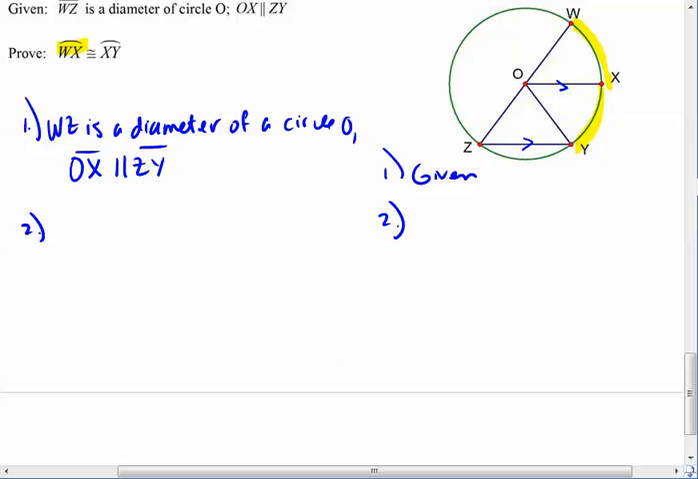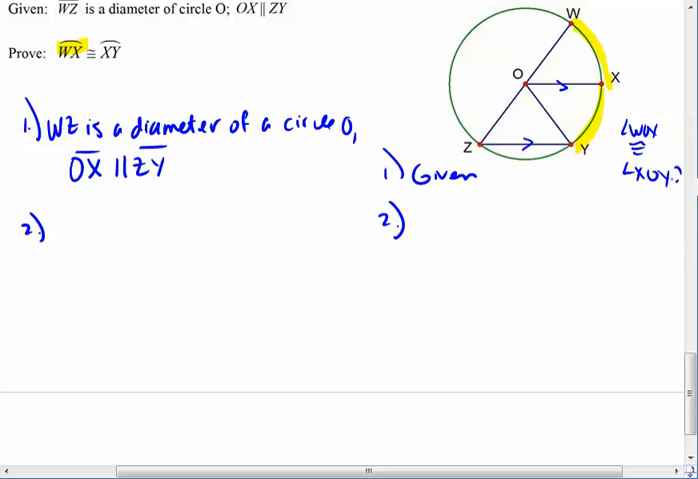Now, how are we going to prove that arcs are congruent? Well, we're going to try and prove that their central angles are congruent. So what we'd really like to say is angle WOX is congruent to angle XOY. If we can prove that, then we can prove that the arc measurements are congruent.